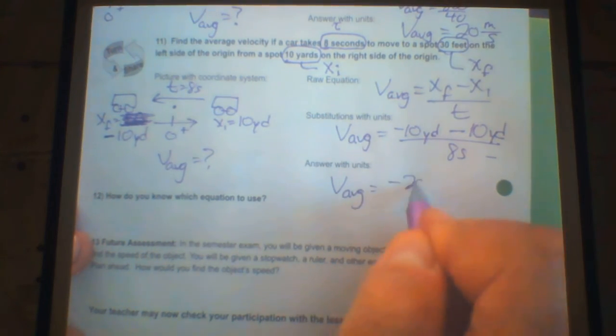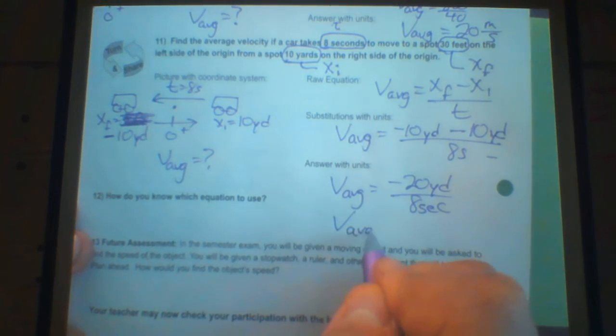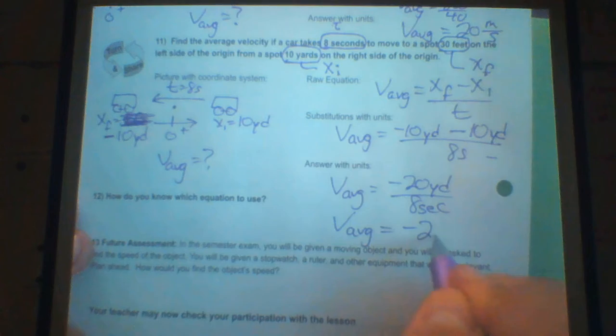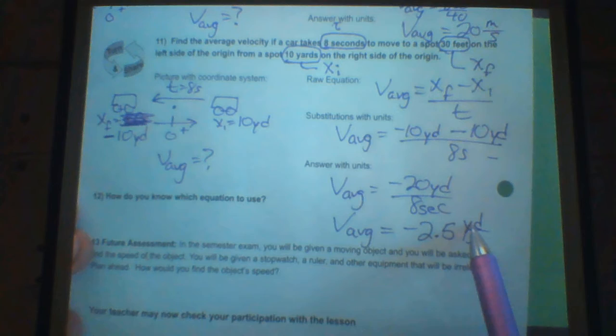That's going to be negative 20 yards divided by 8 seconds. Divide that out, you get negative 2.5 yards per second. That means that for every second that goes by, the object has moved 2.5 yards in the negative left direction.